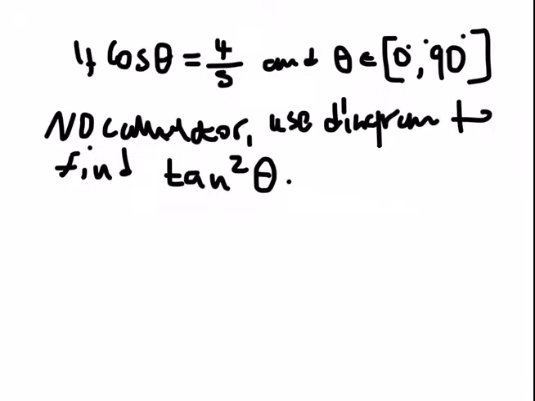So what matters the most here is for you to note down this important information that you are given. They're saying if cos theta is equal to that fraction of 4 over 5, and most importantly, theta is an element of 0 and 90 degrees. No calculator to be used, but you use the diagram in order to find tan squared theta.